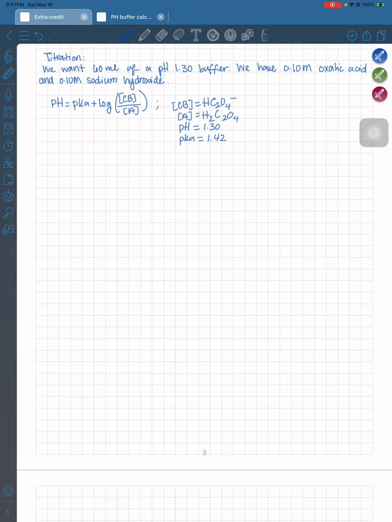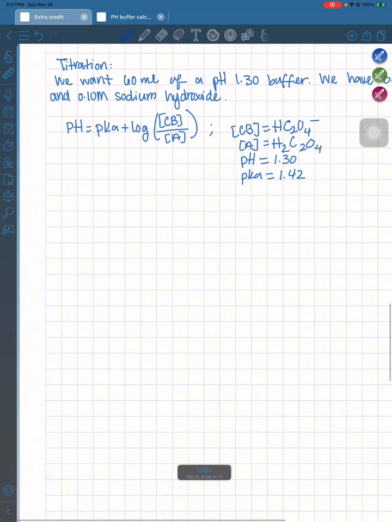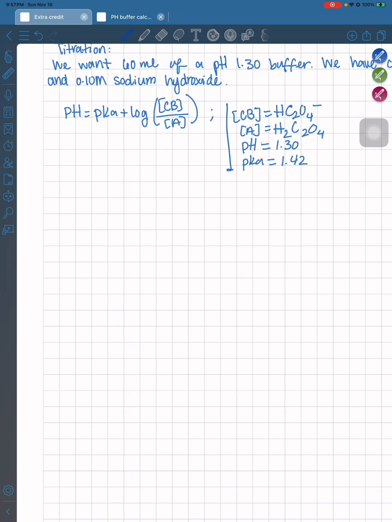Next, we have the very last one, titration. Again, I'm going to go with 60 milliliters of a pH 1.30 buffer. We have 0.10 molar oxalic acid and 0.10 molar sodium hydroxide. I went ahead and wrote down my formula again and what each of the values represent, so I'm just going to plug those in. My pH is 1.30, pKa is 1.42, plus log of the concentration of my conjugate base over the concentration of my acid.